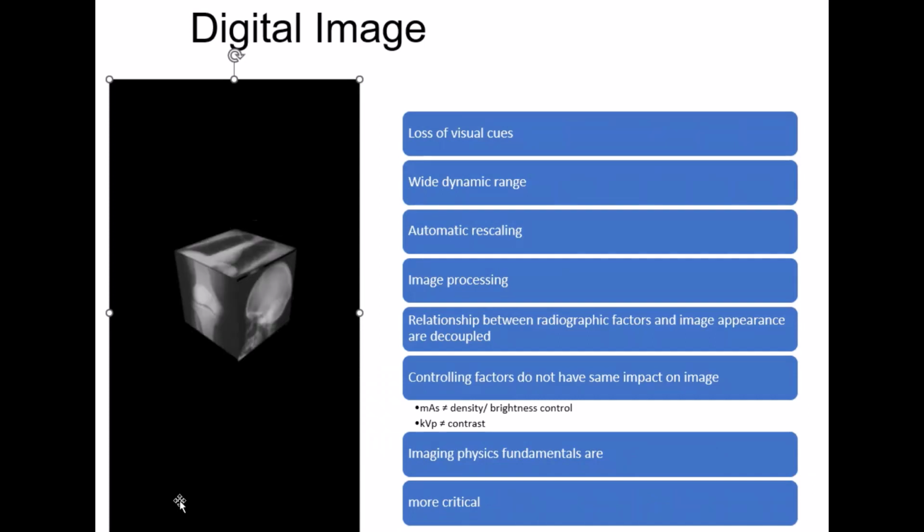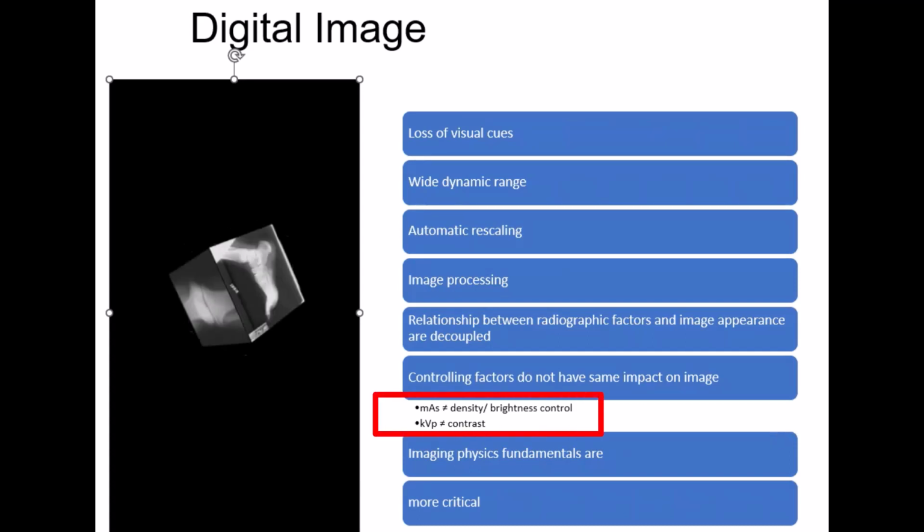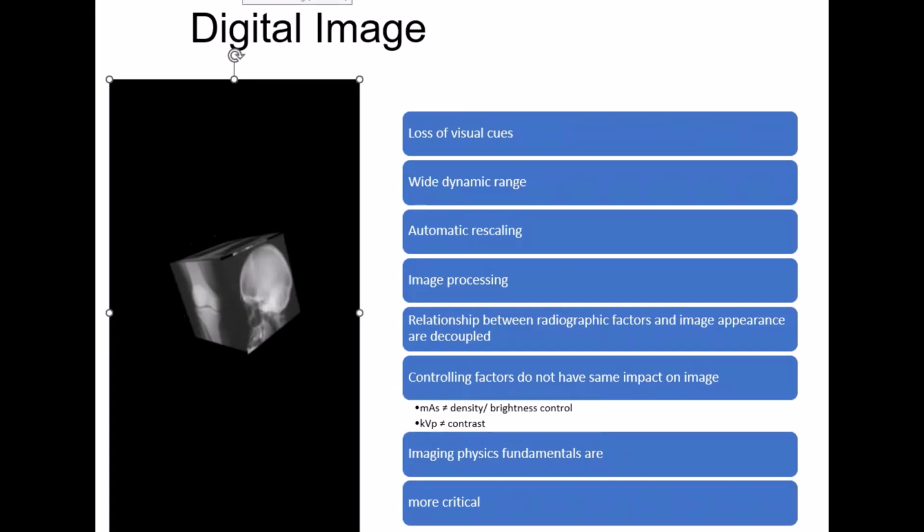This means that in image processing, the relationship between radiographic factors and appearance of the image are decoupled. The controlling factors do not have the same impact on the image. Mass does not equal density or brightness, and kVp does not equal contrast. Those are controlled mathematically through adjustments of contrast and brightness algorithms on the computer.